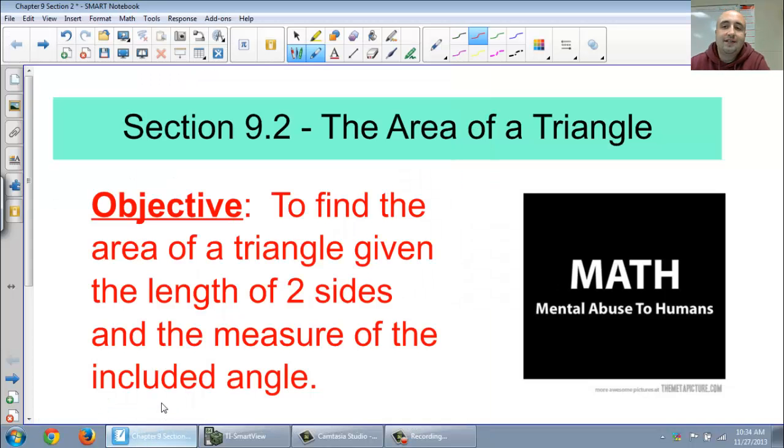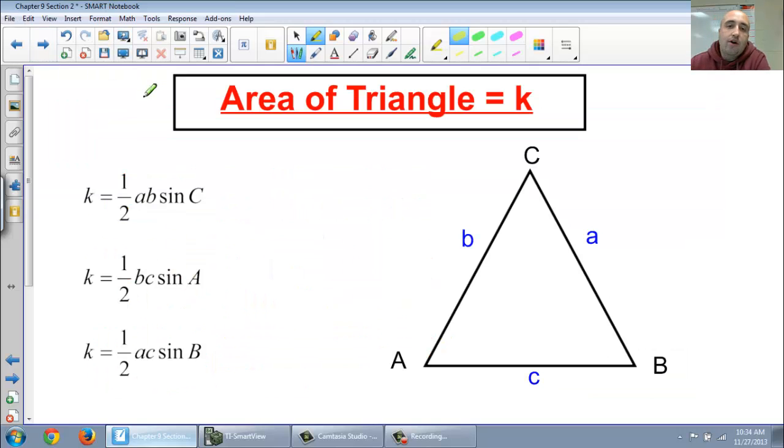Hi, welcome to section 9.2, the area of a triangle. We are strictly going to be talking about area here, nothing else. This is much shorter than the last video. So what they're going to do is give you two sides of a triangle and the measure of the included angle. And we're going to talk more about what exactly that means with respect to the area of a triangle. Okay, so a little bit of background knowledge.